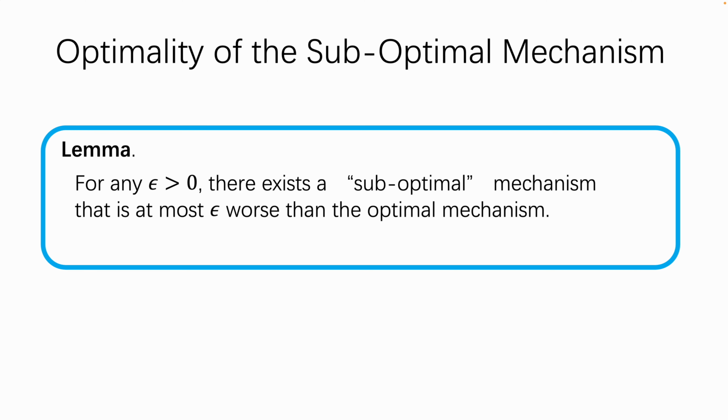Or more formally, we have this lemma. This lemma means that as long as we have enough computational resources, we can get some numerical results that are arbitrarily close to the true optimal ratio. Good.